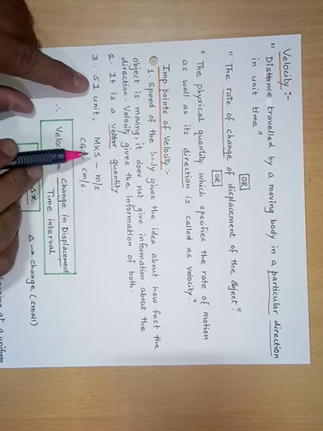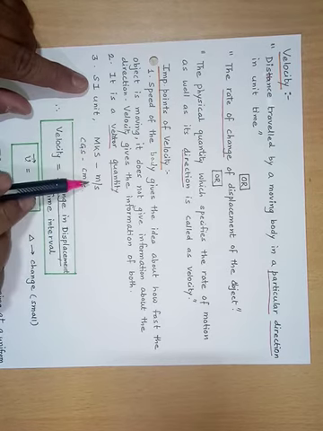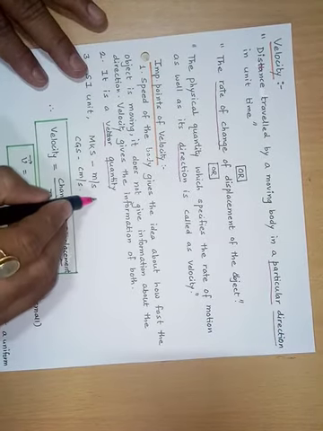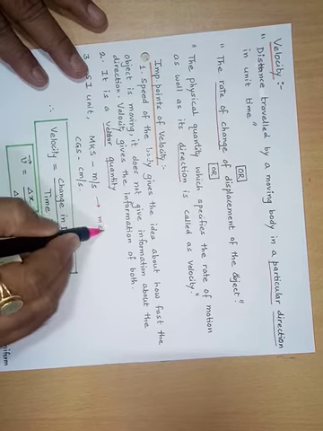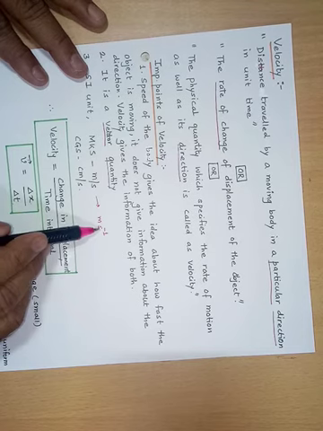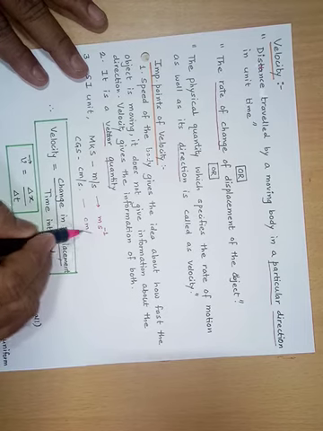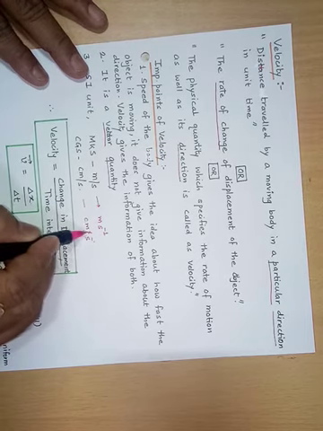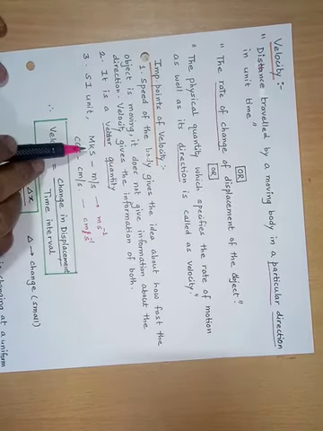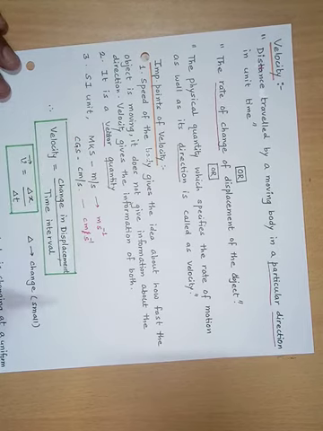The SI unit for the velocity is the same as that of the speed. In the MKS system it is represented by meter per second, in the CGS system it is represented by centimeter per second. This can also be written as m s to the power minus 1, because this is divided by s, so it can also be represented as s to the power minus 1. Or the CGS unit can also be represented as centimeter per second, that is cm s to the power minus 1. So this is the unit of the velocity. The unit for velocity as well as the distance speed is the same.